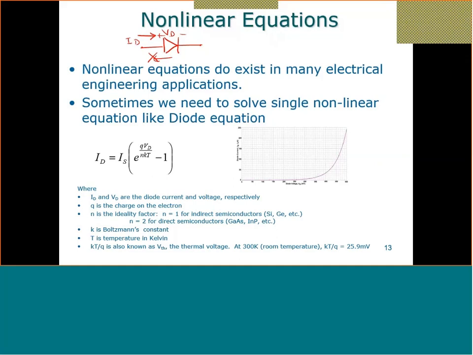Okay, so the relationship between the ID and VD is nonlinear like this one. And we want to find this voltage, this VD. As you can see here, it's a very nonlinear system of equations. And sometimes we have multiple diodes, so we have more than one equation, and all of them are nonlinear. Now, how to solve this? There is no way you can solve this by hand calculations. Then you have to use a numerical method. And we will have this example later on.